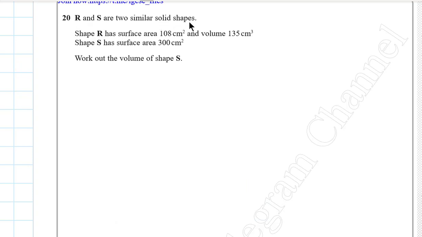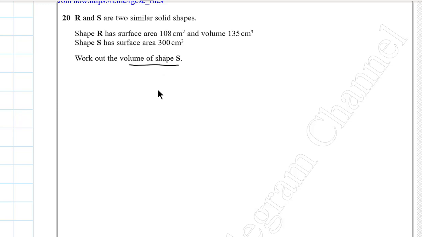Question 20. R and S are two similar solid shapes. Shape R has surface area 108 square centimeters and volume 135 centimeters cubed. Shape S has surface area 300 centimeters squared. So we have the surface area and the volume of shape R, and just the surface area of shape S, and the required is to get the volume of shape S.